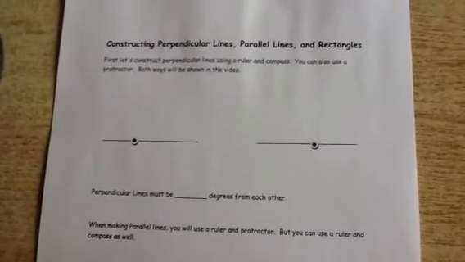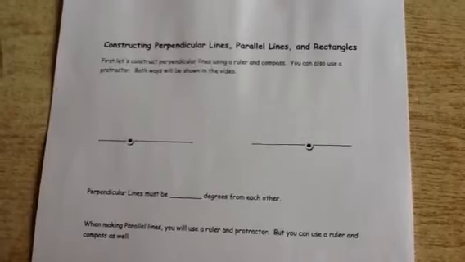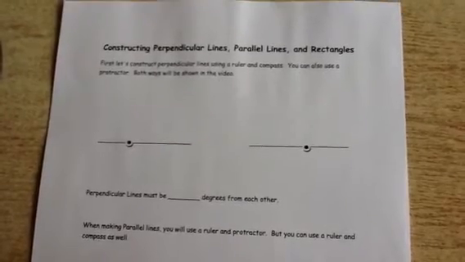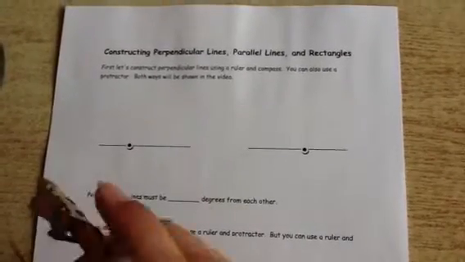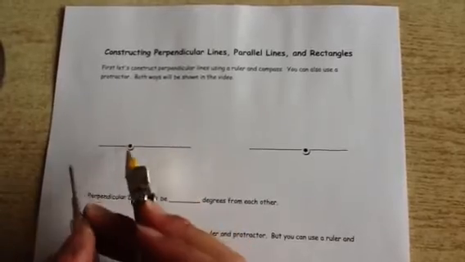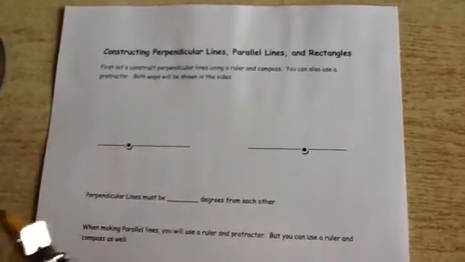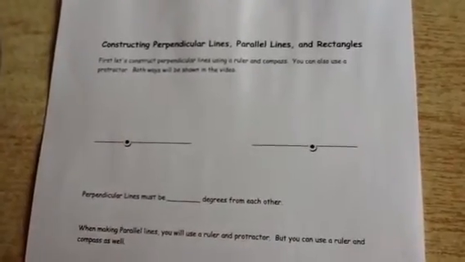So before we construct a perpendicular line, you should probably know what it is. A perpendicular line is a 90-degree angle from the original line. So you draw a line that's 90 degrees from the original line, like a corner of a square or a rectangle.